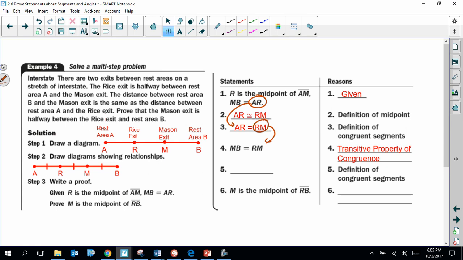So if those two segments are equal to each other, not only must they be equal to each other, but they must also be congruent to each other because that's the definition of congruent segments. And so that means that M has to be the midpoint of the segment because that's the definition of a midpoint. So we have proven that M is the midpoint of RB. And again, the statement that we're given to prove really needs to be the very last statement that you do.